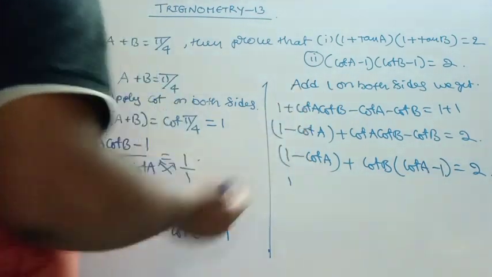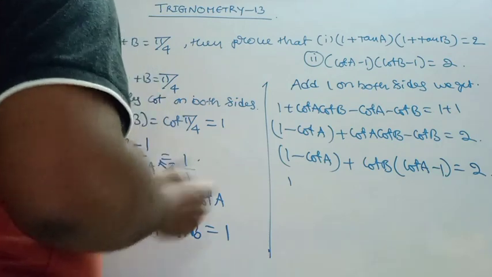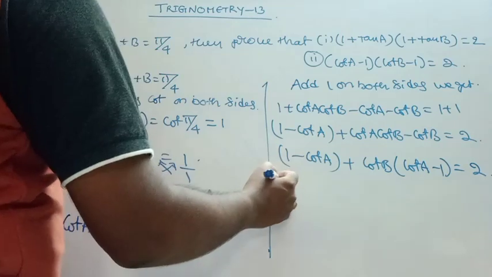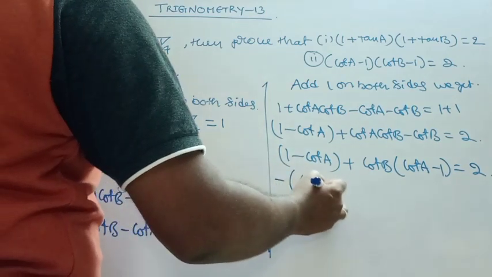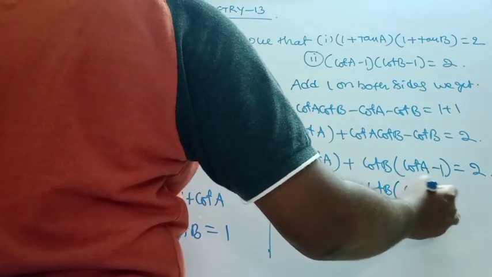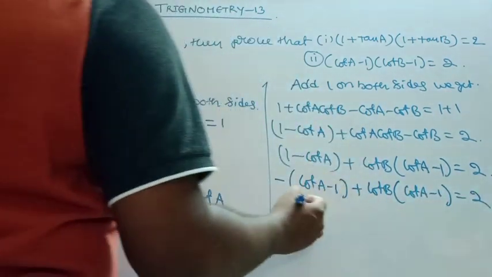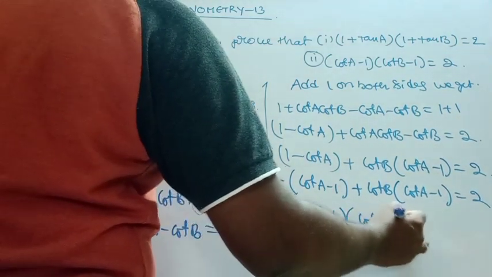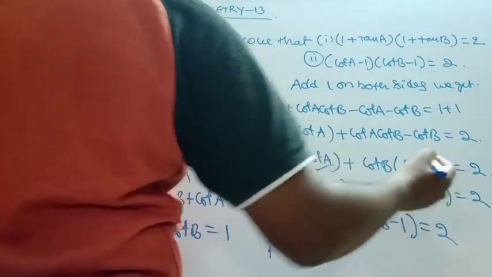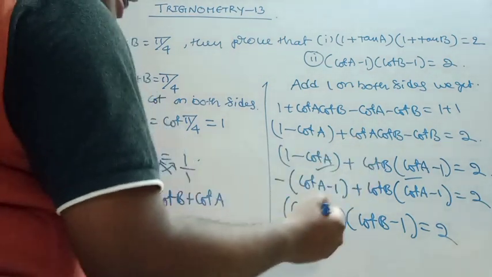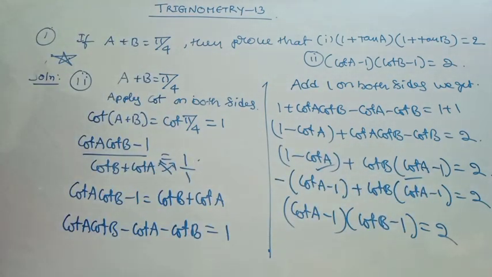This is equal to 2, right? And here we need to prove cot A minus 1. For this we write minus of 1 minus cot A as minus of cot A minus 1 plus cot B into cot A minus 1 is equal to 2. By taking cot A minus 1 as common, you are going to get cot A minus 1 into cot B minus 1 is equal to 2. In this beautiful way we have got this particular problem.